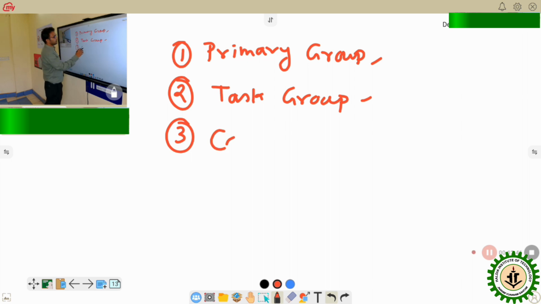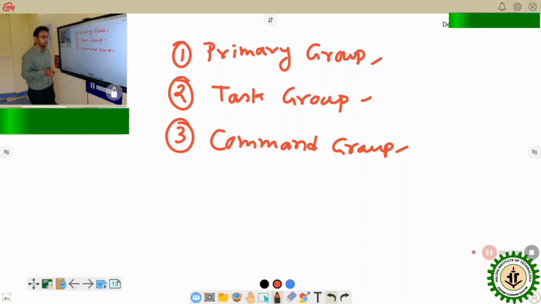Third is command group. To proceed with some commands, the group will be created. So these are the different kinds of groups in an organization.